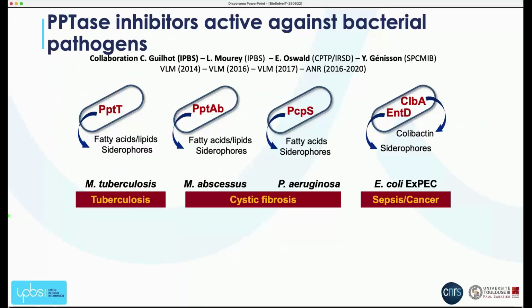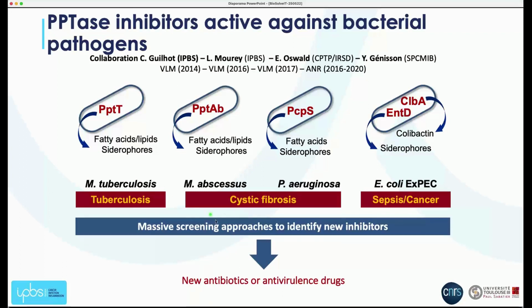But we nevertheless set up a large project to design and identify inhibitors of several PPTases: the PPTase enzyme from tuberculosis, the PPTase enzyme from abscessus, but also the enzyme from Pseudomonas aeruginosa, which is also involved in lung infection in cystic fibrosis patients, and enzymes from some pathogenic E. coli strains. Using a massive screening approach, we identify and design new inhibitors with the goal, of course, to try to obtain new antibiotics or antivirulence drugs.